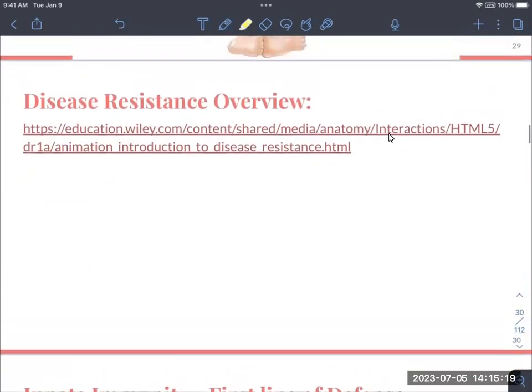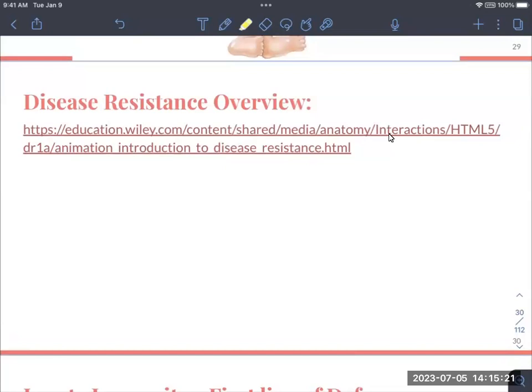So now we're going to start looking at disease resistance. We'll get through the first part of disease resistance in this video, and we'll finish it up in the next video.